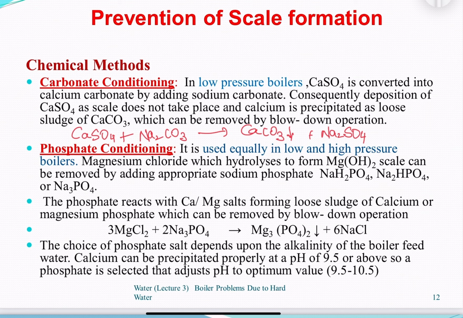So what is done is we add sodium phosphate to it. We can add different types of sodium phosphate salts. These are the three salts which can be added. We add sodium phosphate so that it converts into magnesium phosphate, and this magnesium phosphate once again is loose sludge which can be removed by blowdown operation. Which phosphate salt is to be used depends upon the pH of water and other conditions.